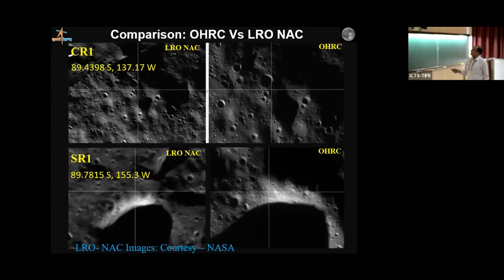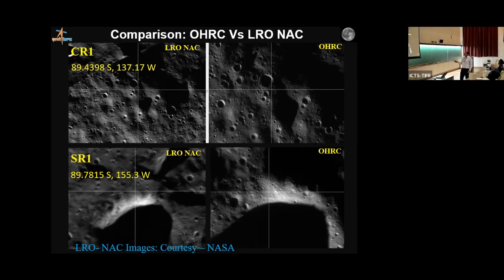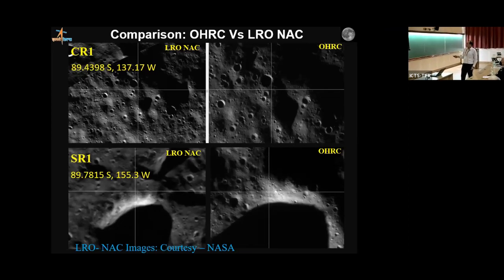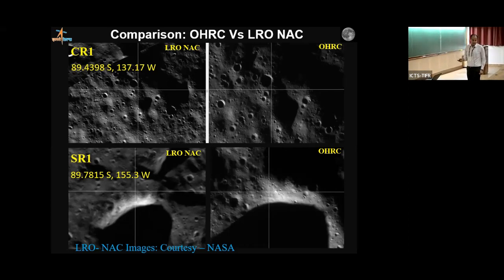These are CR1 and SR1, Shackleton crater rim and connecting ridge. Both are Artemis as well as Lupex, as well as ESA landing sites. These are the sites already identified for future landing missions. You can see this is the LRO NAC image at full resolution, and this is the OHRC image of the same area. This is 60 centimeter, this is 30 centimeter. The same is shown for the Shackleton rim also. So this type of clarity is there in the OHRC image.